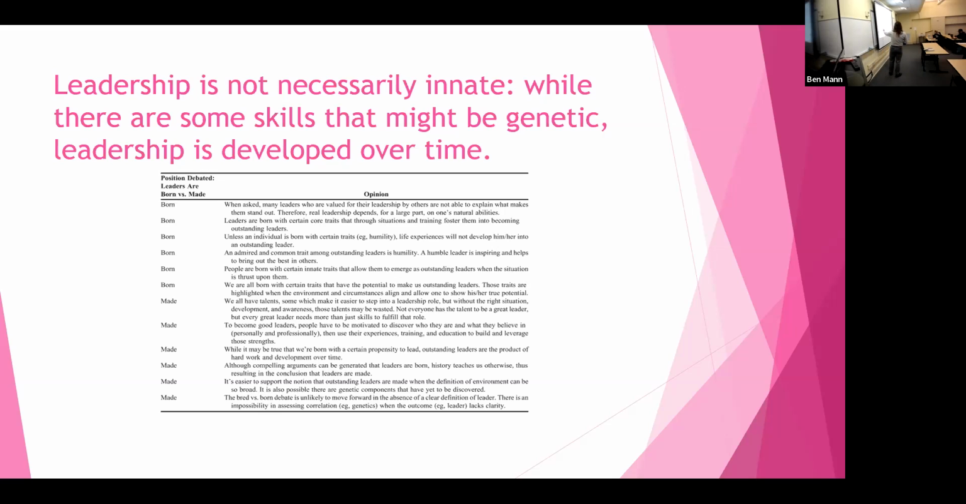The idea that talents are wasted if they're not combined with skills. Maybe you have really good communication skills, but you don't know how to use them in working in a group. The idea you have to be motivated and figure out your strengths and experiences to work well in a group. The idea that good leaders are the product of hard work.